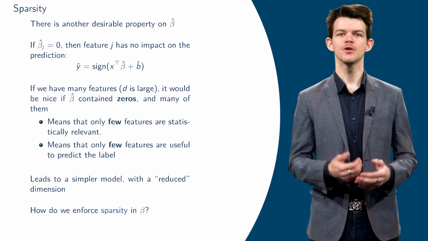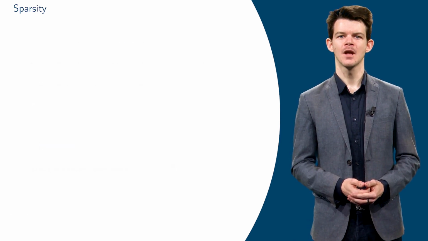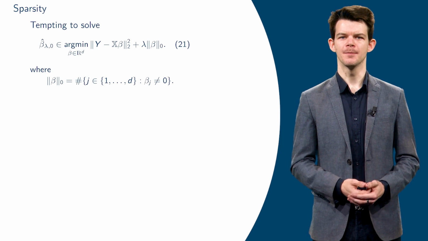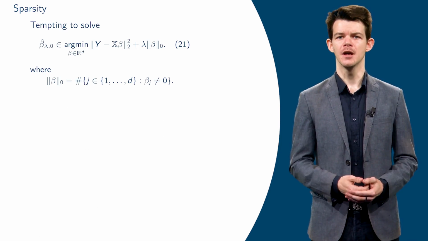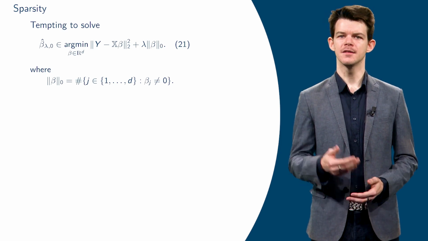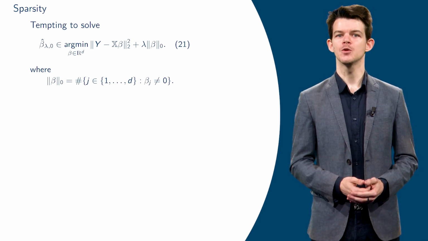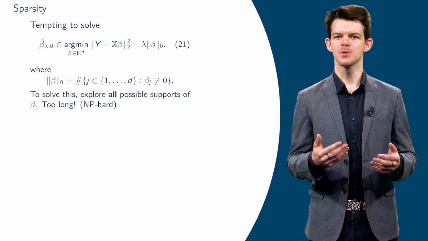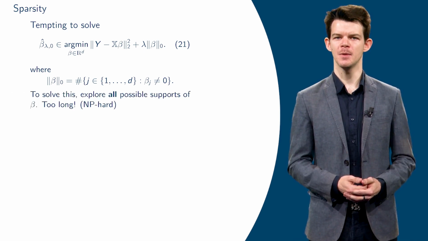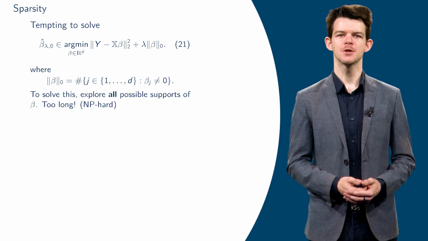So, how do we enforce sparsity? We could try to solve a penalized problem in which the penalization term corresponds to the number of components of beta which are non-zero. This is exactly the problem presented in line 21. Unfortunately, solving this problem would require solving 2 power d optimization problems, which is computationally intractable.